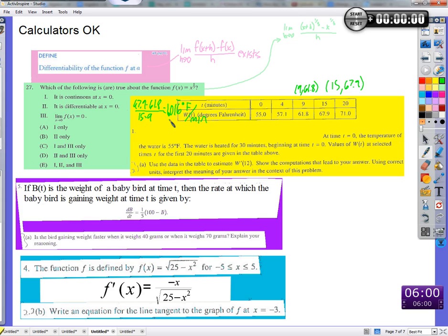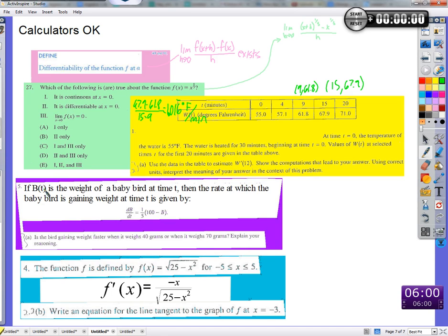Right? So this is all the way at the back of the AP test. It's on the free response. It's the first question on this free response question, and it's just about y2 minus y1 over x2 minus x1, and understanding that slope is the rate of change of the two variables.